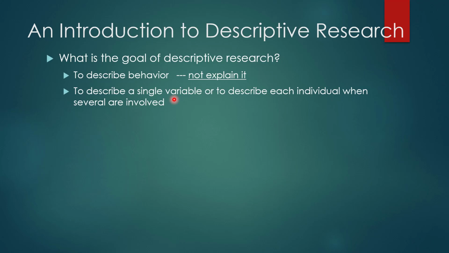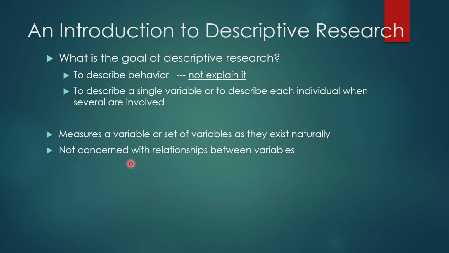Now, it can get a little confusing because sometimes other types of research, including experiments, are also using some descriptive techniques. So again, the goal is to measure a variable or a set of variables as they exist naturally. And again, we're not concerned with the relationship between variables.